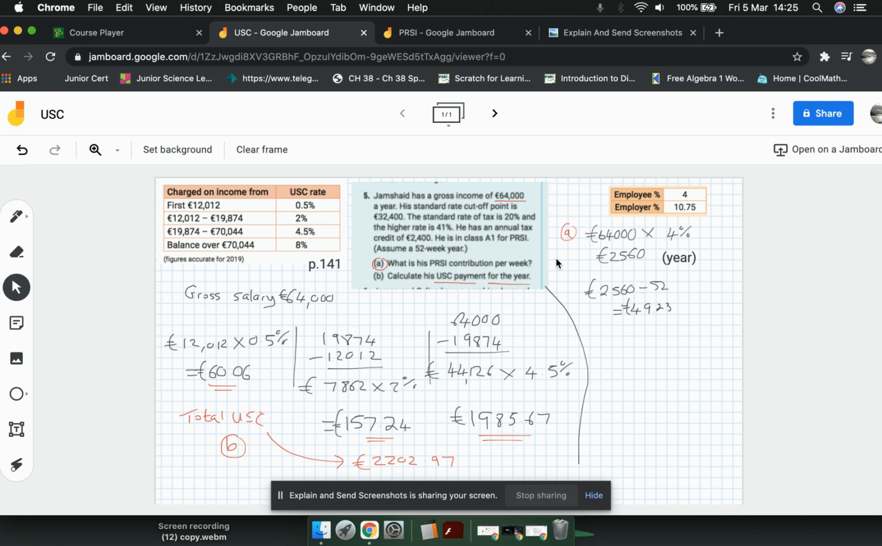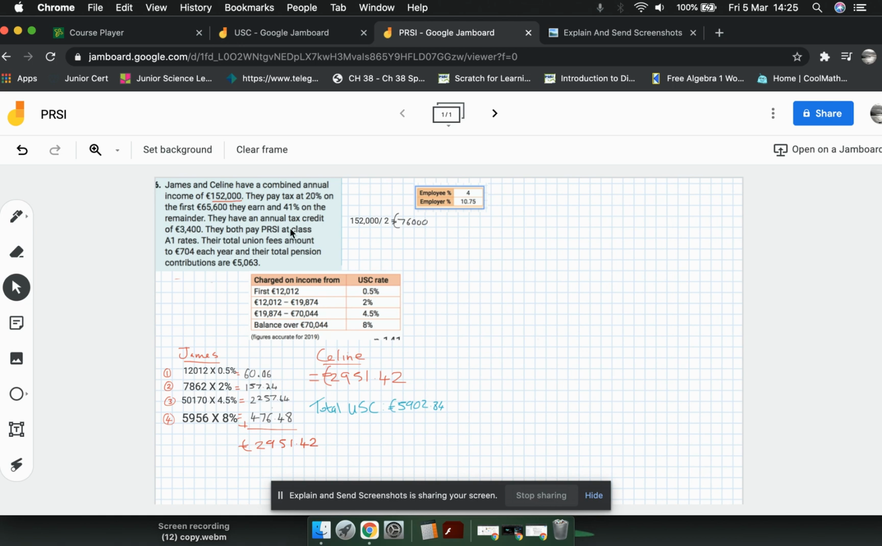Actually, I think PRSI is a little bit easier to work out maybe than the universal social charge for the reason that the PRSI value doesn't change. It doesn't matter how much money you earn, you always pay 4%. Let's have a go now at this one here for James and Celine. You might have the book there in front of you and realize that you're asked to work out their total PRSI payment for the year. And it says, assume that there is a 52-week year.